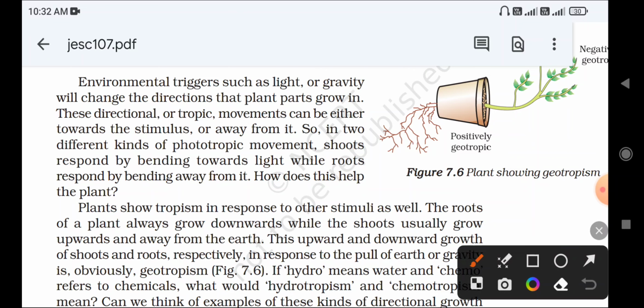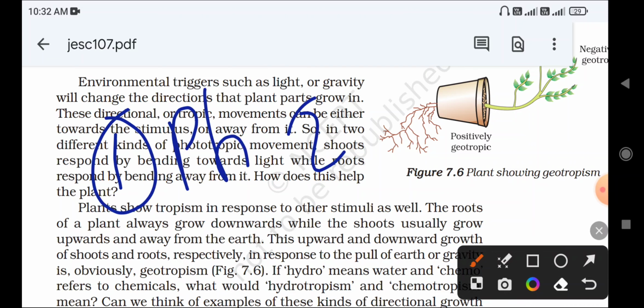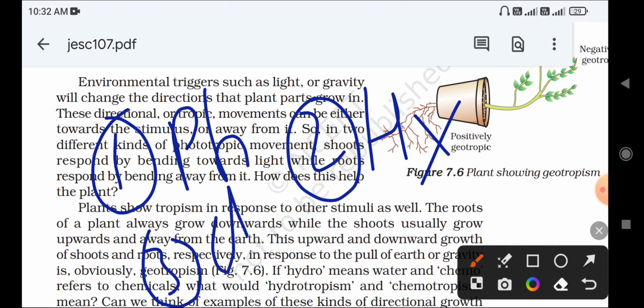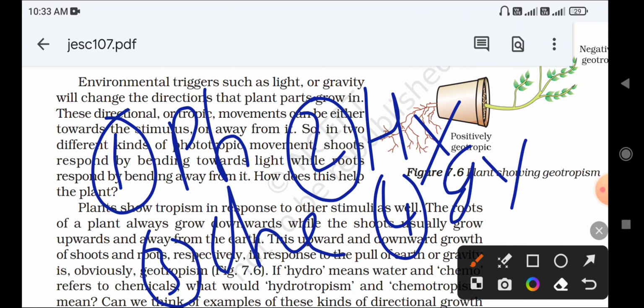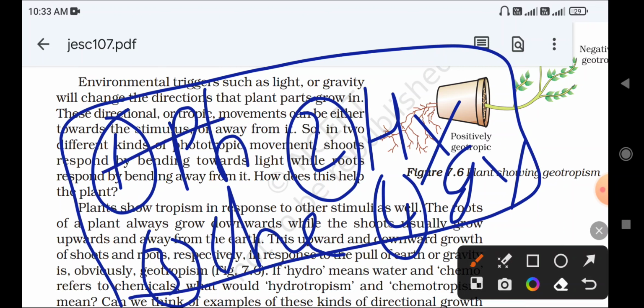In a previous video we discussed the types of tropic movements. What are the types of tropic movements? There are four types of tropic movements. One is phototropism, second one is hydrotropism, third one is chemotropism, and fourth one is geotropism. These are the four types of tropic movement. So we will study one by one what is the meaning of phototropic, hydrotropic, chemotropic and geotropism, right?